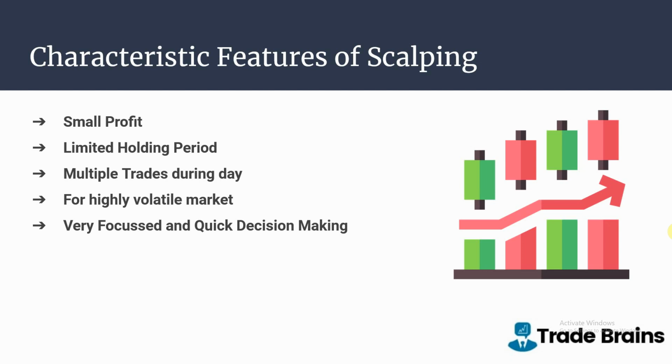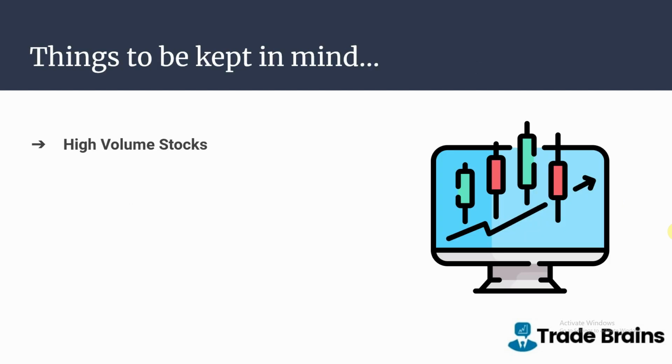Don't think too much after taking a trade. Have a set stop loss, have a set profit, and put your orders accordingly. As in when one of them is triggered or the profit is achieved, you pull out the other trade from the market. So be very focused on your trades, and your decision making has to be very quick while doing scalping in the market. Now, what are the few things which we should keep in mind while taking a scalping trade?